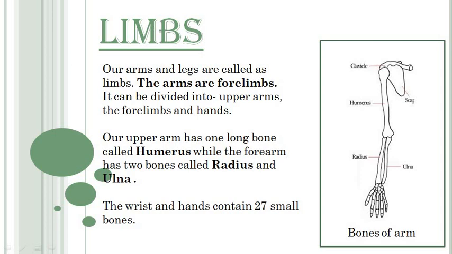The upper arm, as you can see in the picture, is joined to the shoulder and has one long bone, the humerus, while the forearm, the part between elbow and wrist, has two bones, radius and ulna. The wrist and hands contain 27 very small bones. So the upper arm has only one bone, humerus, the forearm has two bones, radius and ulna, and the wrist and hands have 27 small bones.